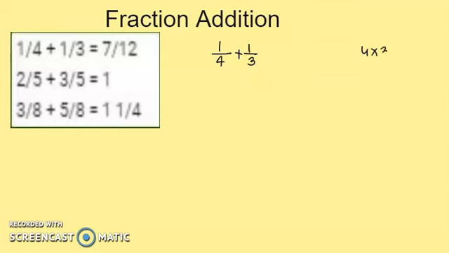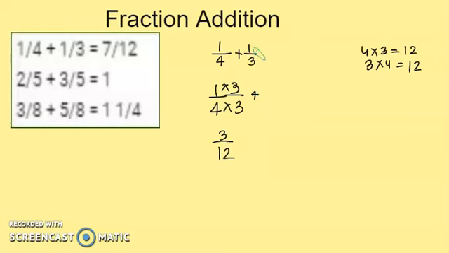4 times 3 gives us 12. Similarly, 3 times 4 gives us 12. What does that mean? If we multiply 1 by 4, the first fraction, with 3 in the numerator and 3 in the denominator, we get 3 over 12. Similarly, the second fraction, 1 by 3, we need to multiply the numerator as well as denominator by 4.